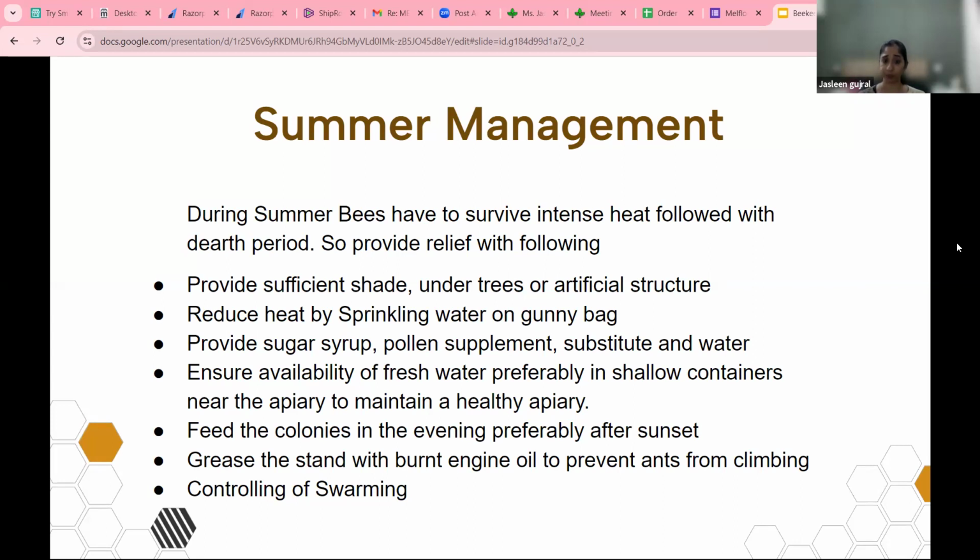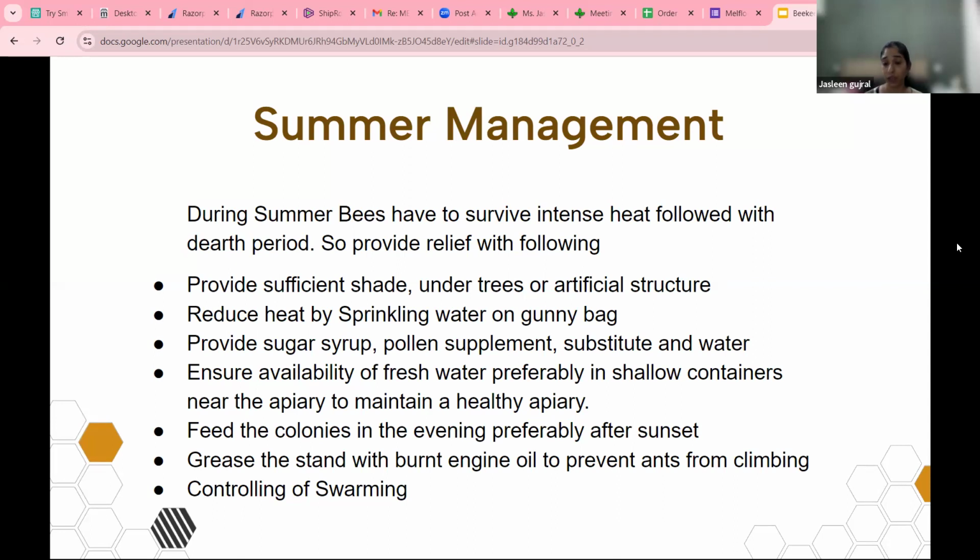Then since summer is considered to be a dearth period, during that time there is no flora available for the bees to go to. There might be a little, but it's not sufficient for all the bees to perform their actions efficiently and to provide for the eggs. So for that, you need to provide sugar syrup, which is sugar and water in equal proportion, boiled together. And once it cools down, you can pour it into a feeder, and the feeder can be kept inside the boxes where they can take the syrup and meet their food requirements.